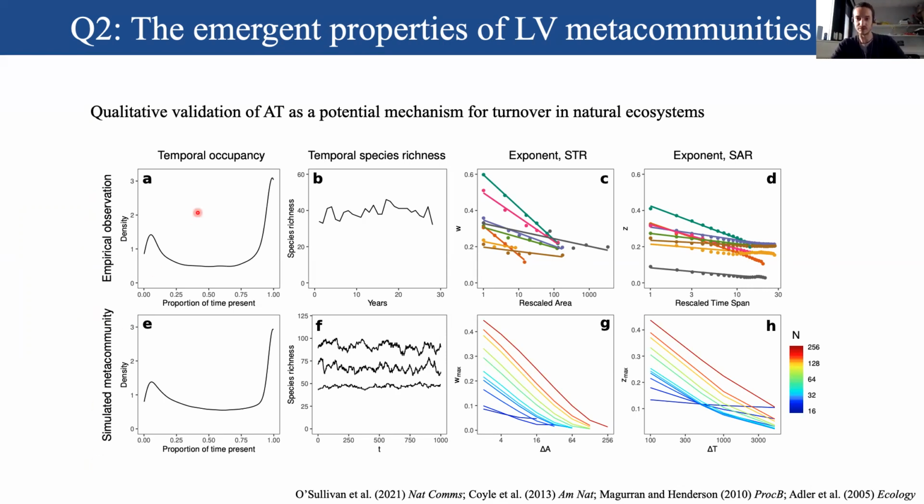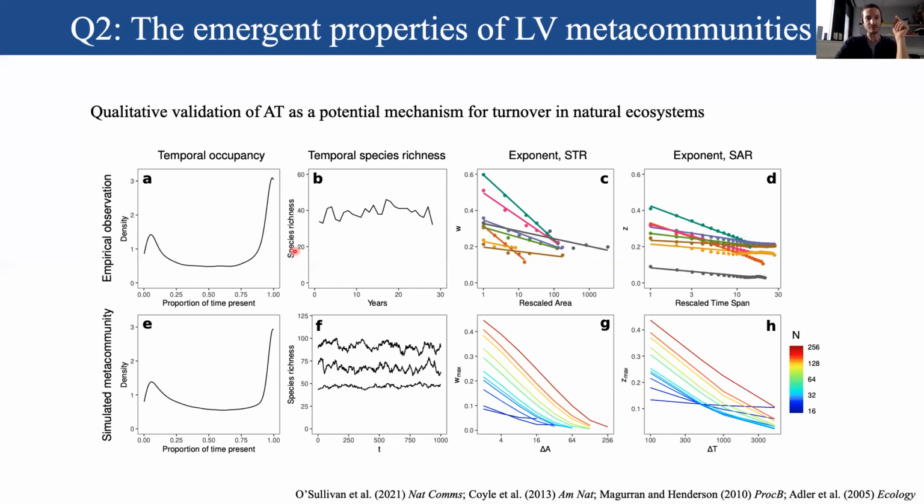So in the first row now, we have the distribution of temporal occupancy. For a species to have a temporal occupancy of 1, it must be present at the local site scale at all times within the time series. Empirically, it's common to find a bimodal distribution in the temporal occupancy, and likewise we find bimodality in the simulations, although note that the relative size of these peaks does depend on parameters.